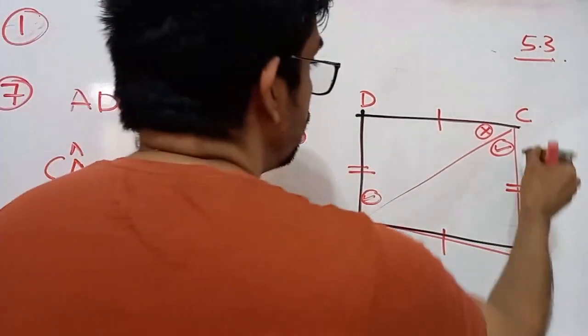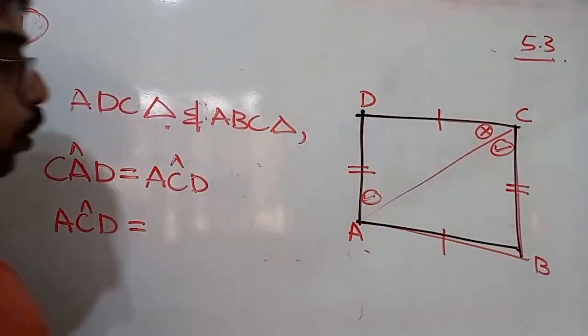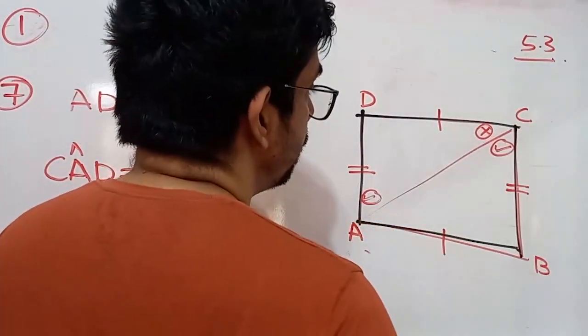AD that is equal to BC. So what's the opposite angle of BC?